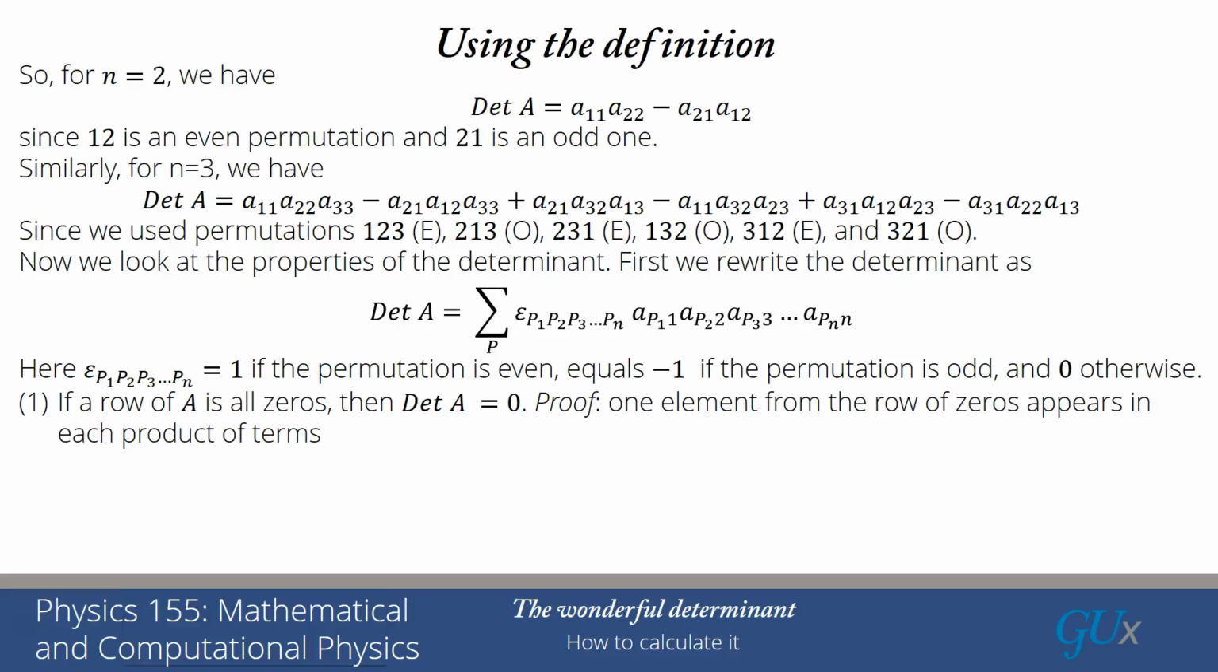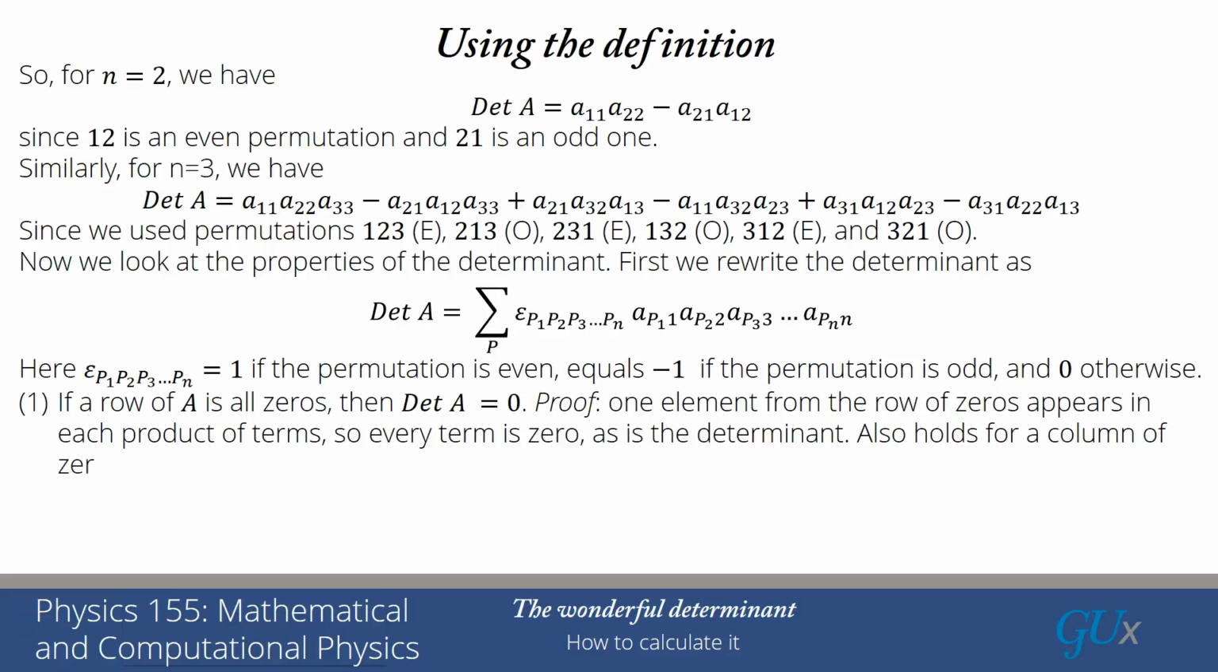Well, I told you before that one element from the row of zeros is going to appear in every product of terms in the summation. And since one of those is guaranteed to be 0 because the entire row is 0, then every term is 0, so then the determinant is also 0. And this exact same argument holds if we look at a column of zeros as well.